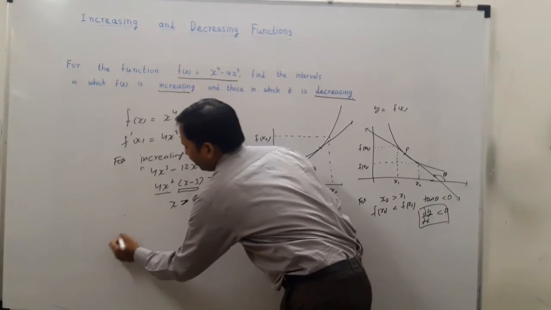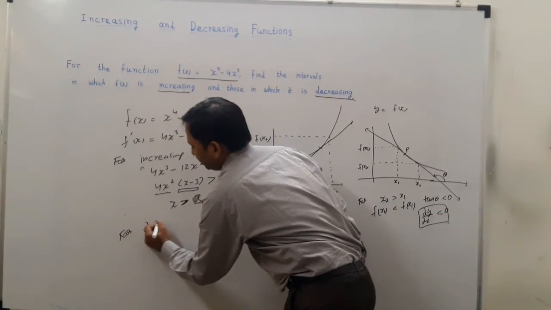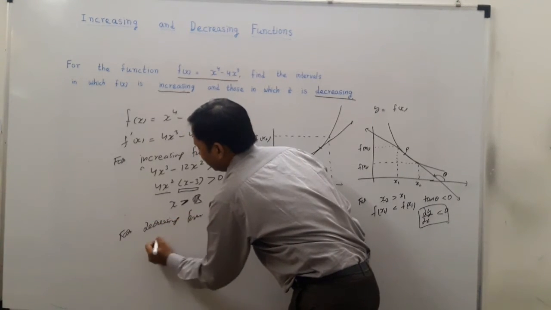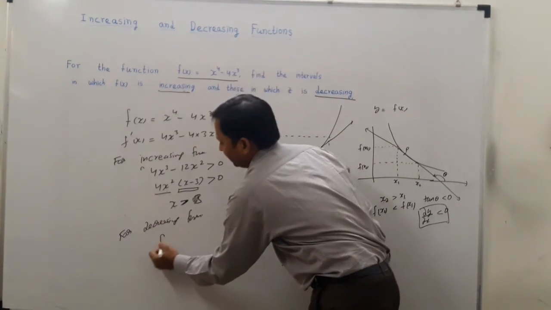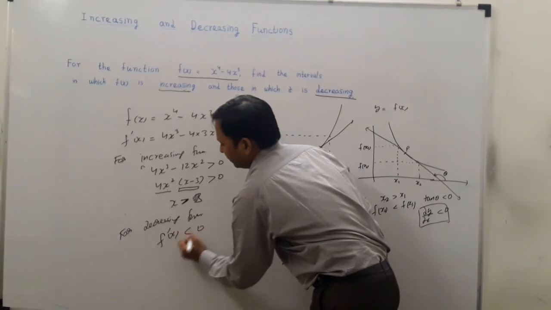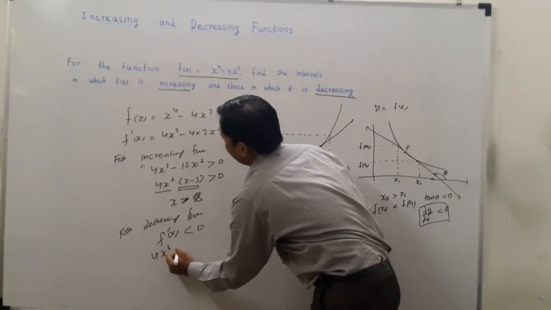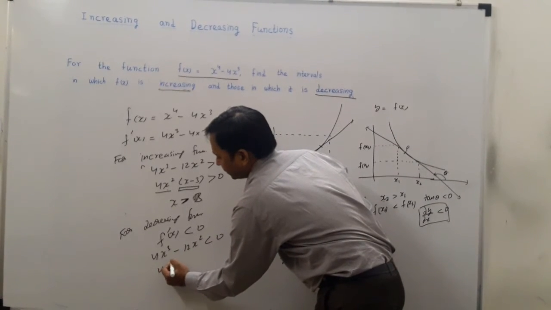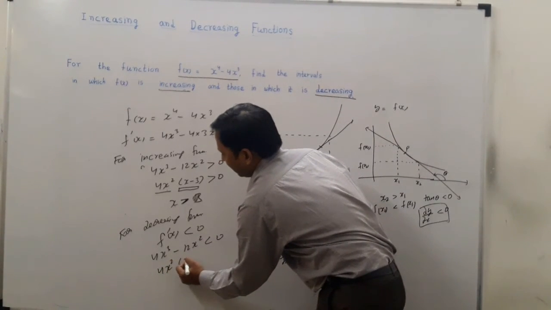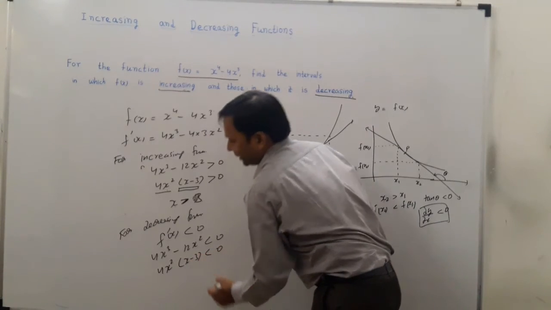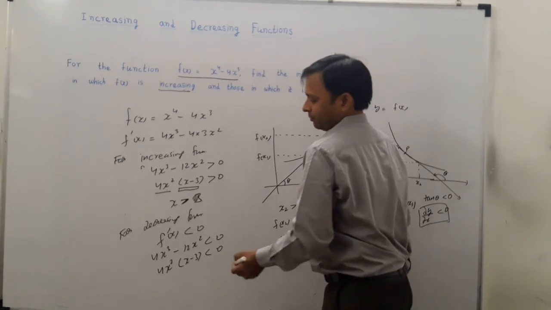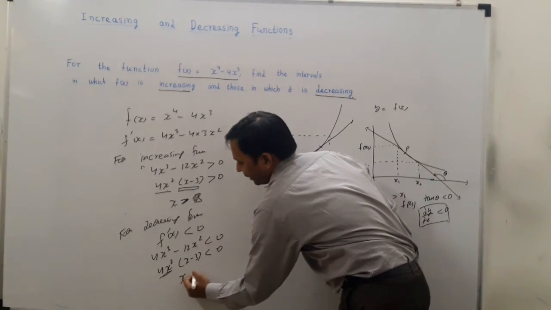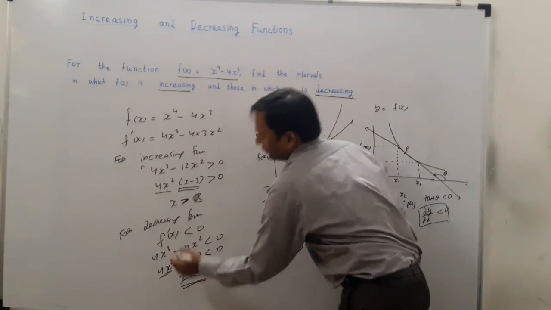Now what would happen for a decreasing function? For a decreasing function, my f dash x should be less than 0, means 4x cubed minus 12x square should be less than 0. If I take 4x square common, it becomes x minus 3 here, and it should be less than 0. So what does it mean? This value is always positive, so this value less than 0 means x should be less than 3.